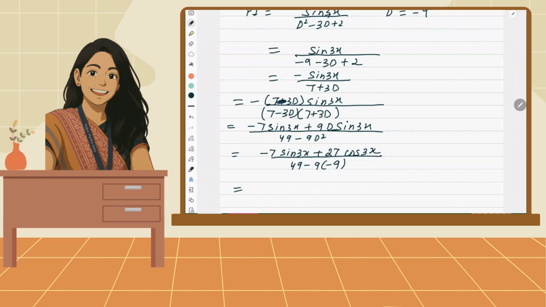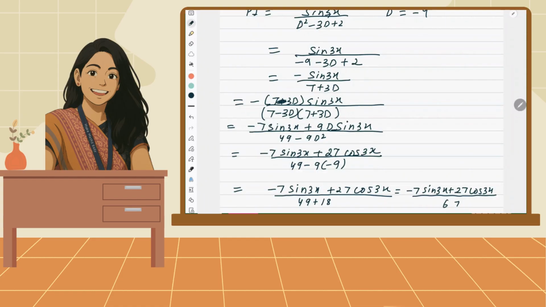So this will become minus 7 sin 3x plus 27 cos 3x upon 49 plus 18. Okay. So minus 7 sin 3x plus 27 cos 3x upon 67. Correct? So this is how you have to find out the PI. So this is my PI.